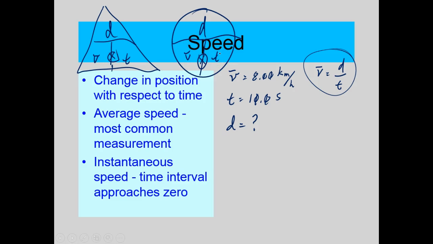So either using this or solving that for distance, what would distance be? Solving it using just the letters, multiply both sides of the equation by time. Time goes out here. What would distance be? Up here, distance would be speed times time. Here, canceling out the t's, distance is equal to speed times time. Okay?